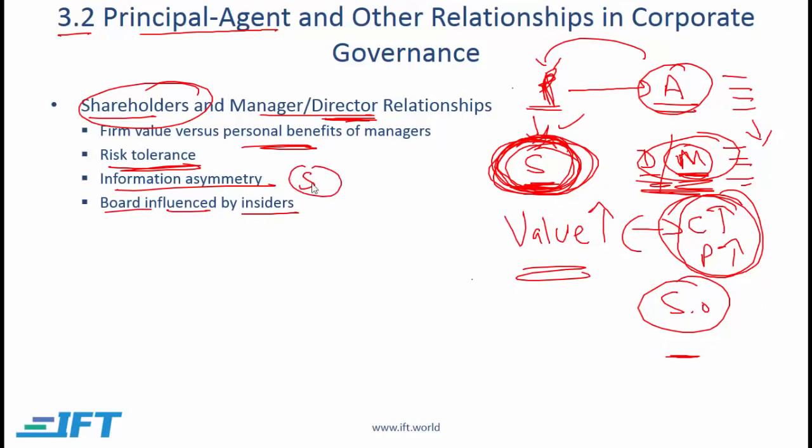So we have the shareholders who elect the board of directors, and the board of directors is responsible for overseeing the managers. If this board of directors is dominated by company insiders, then clearly there is an issue, because the board then will be acting in the interest of managers rather than shareholders.